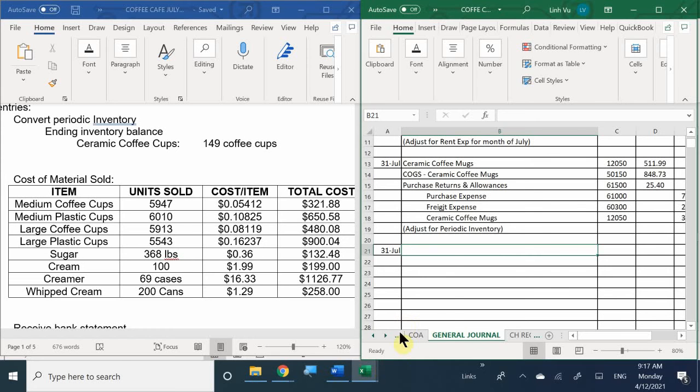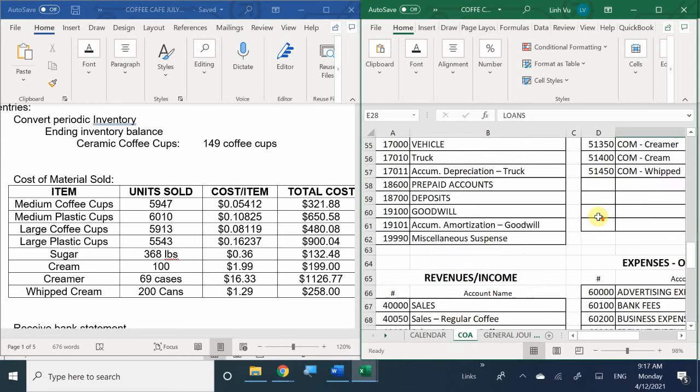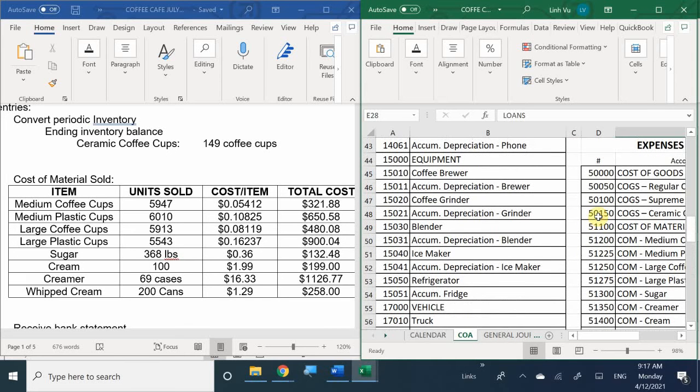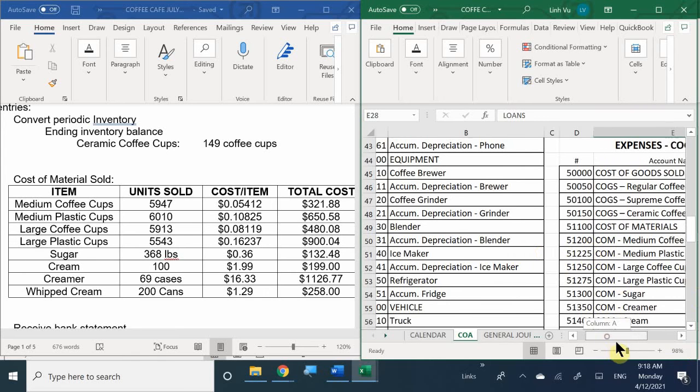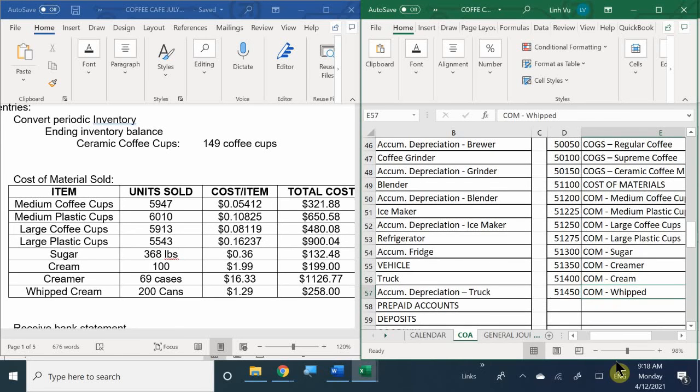Okay, so let's go ahead and take a look at my chart of accounts. Okay, chart of accounts, right? Under cost of materials, right? What do you see here? We got cost of materials for our medium cups. We also bought medium plastic cups. Okay? We bought large coffee cups and we also bought large plastic cups. We have sugar, creamer, cream, and whipped cream.